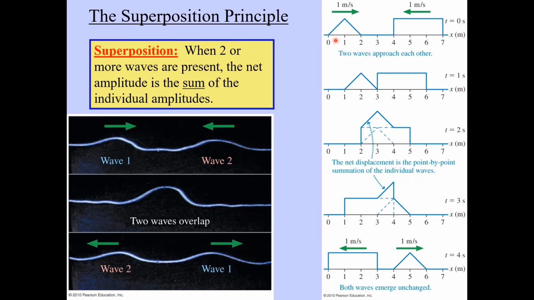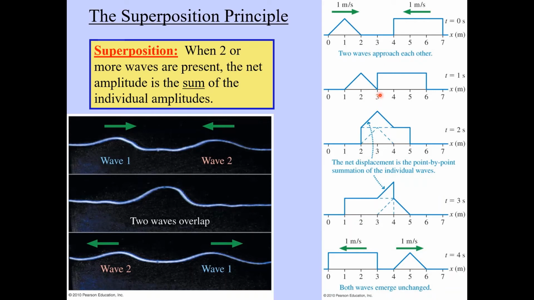Another example, this illustration here shows the effects of superposition in a little more detail. Let's suppose we have a triangular shaped wave here that's moving to the right at 1 meter per second, and over here we have a rectangular pulse shaped like this moving to the left at 1 meter per second. So as they approach each other, a second later they've each moved 1 meter, so they just start to interact right here.